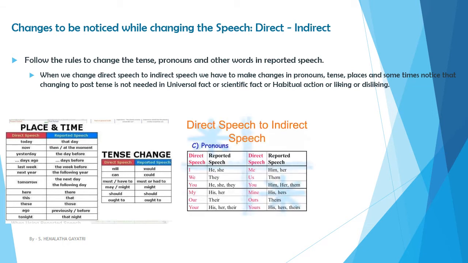Okay, next you have to even take care of the pronouns when it is I, we, you, my, our, your. How will you change that? It will become he or she when it is I, we will be they, you will be either he, she, they, my will become his or her, our, their, your will become his, her, they. So like this you have to understand these changes and remember them.